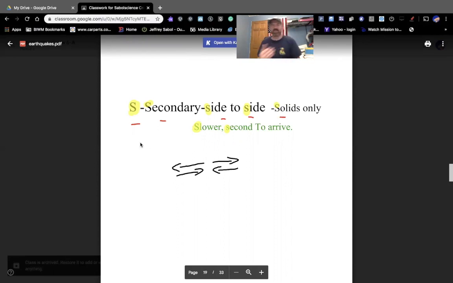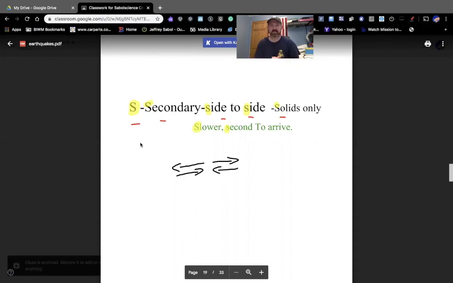You know, the P wave gets there first, and sometimes you're just hanging out, chilling out, reading the magazine or whatever, and then all of a sudden the S wave arrives. That's going to be very important later. We'll talk about that later. But the S wave is a side-to-side motion, where the P wave was push-pull. S wave is side-to-side. It's also slower, and it's second to arrive.